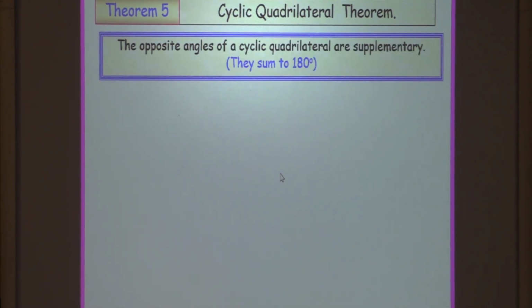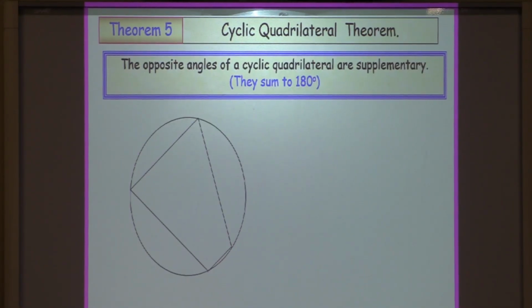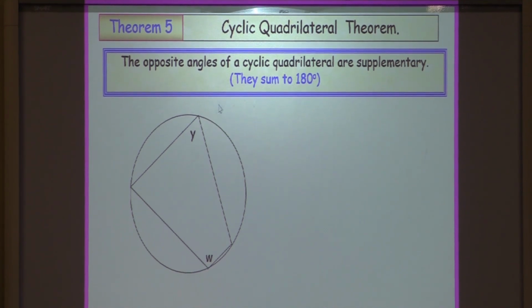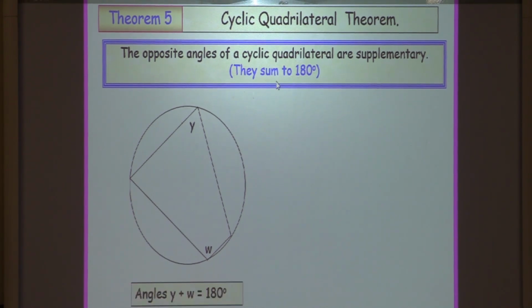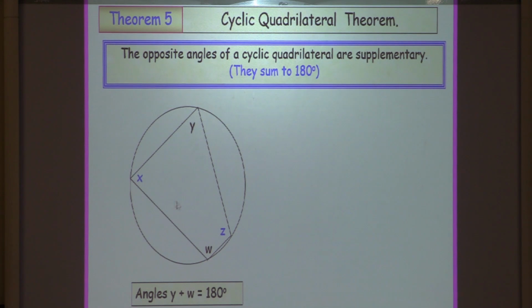There are only two. The sum of opposite angles of a cyclic quadrilateral are supplementary, or they add up to 180. Let's create it. That's a cyclic quad. These are the two angles that I'm talking about. The theorem says if I add these two, I will get 180. So y plus w is equal to 180. It cannot only be these. Even if we have angles here, when I add these two angles, I will also get 180. So angle x plus angle z is equal to 180.